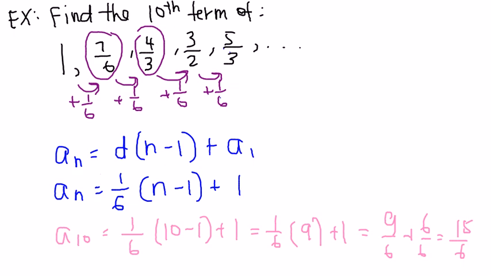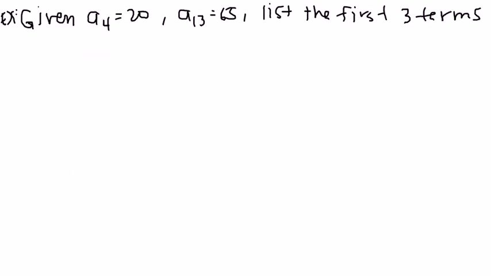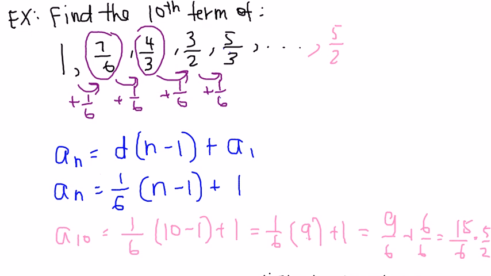So the 10th term is 5 over 2. Now, we're given a sub 4 is 20, a sub 13 is 65, and we're asked to list the first 3 terms. Okay, so this is slightly different than the other ones, right? Because the other ones were given the first few, and then we figured out the equation. But you know what? You guys are still good at math. If you haven't noticed, this is basically just kind of like linear equations. So where basically our d value is kind of like our slope, and our a sub 1 is our y-intercept. I mean, it's kind of like the same idea.